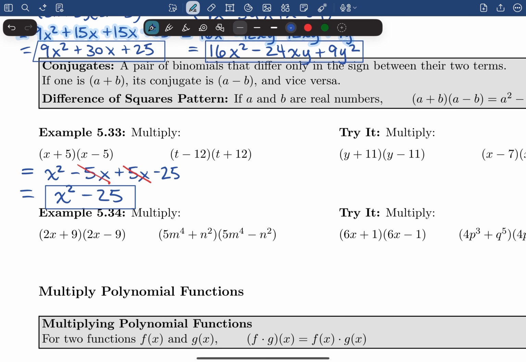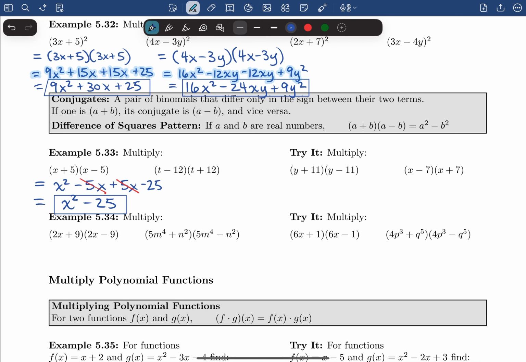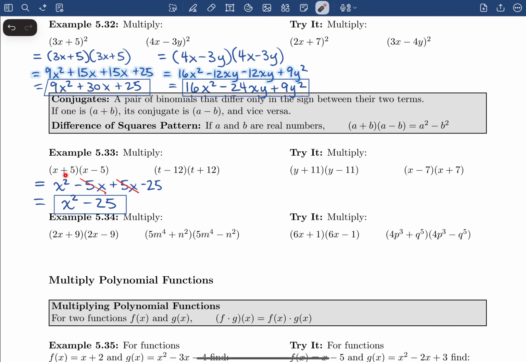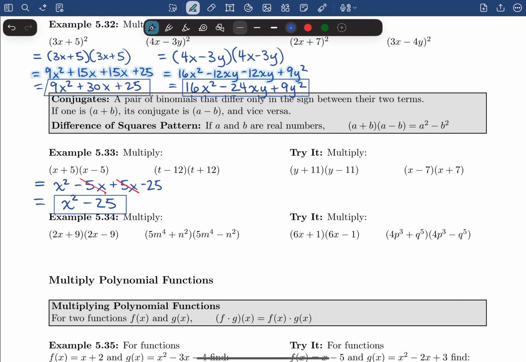So if instead of foiling, you wanted to recognize this pattern, that these are conjugates being multiplied together, then you would realize, hey, I could just take x and square it and subtract 5 squared, which is 25. That's the pattern. With conjugates being multiplied together, the outer and inner terms always cancel each other. Let's look at another example.